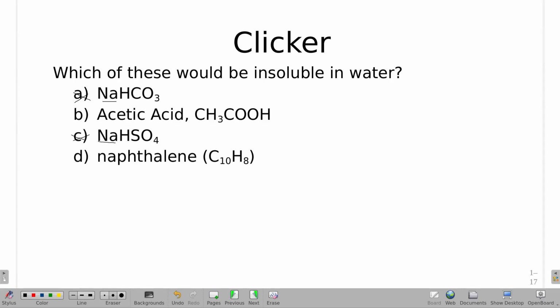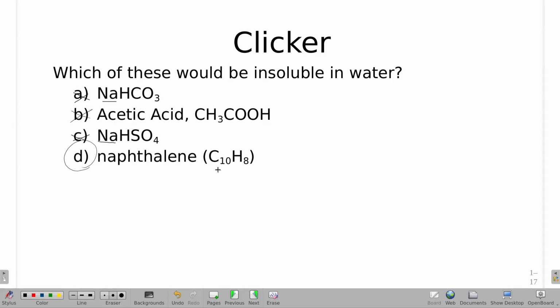Those can't be right. And the other two are ones we may have heard about. D is probably not one you've heard about in this class, but naphthalene is something that's around. But acetic acid we have. This is vinegar. And vinegar must be soluble in water because that's how we buy it. Vinegar is added to water. That's what vinegar-based salad dressings look like. So it must be this naphthalene.